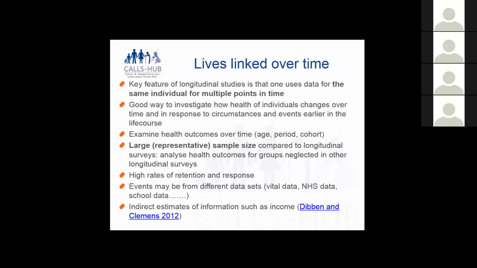And while we have information that's quite sparse in terms of censuses being 10 years apart, we also have information on events from other data sets. So vital data on births and deaths, for example, NHS data, school data, and so on. I'll talk more about those later. And work's going on to add indirect estimates of information such as income to the census longitudinal studies. And I include a link here to work by Chris Dibben and Tom Clemens on that.